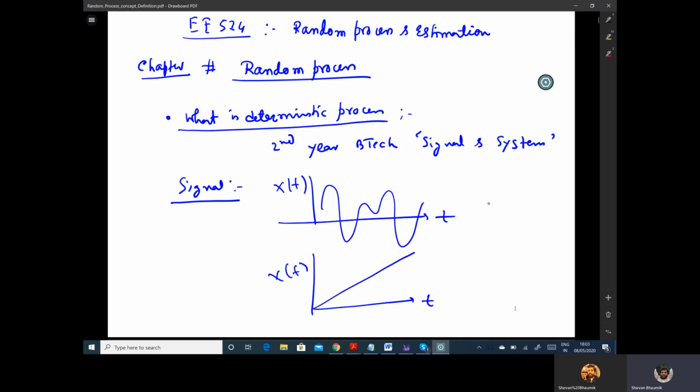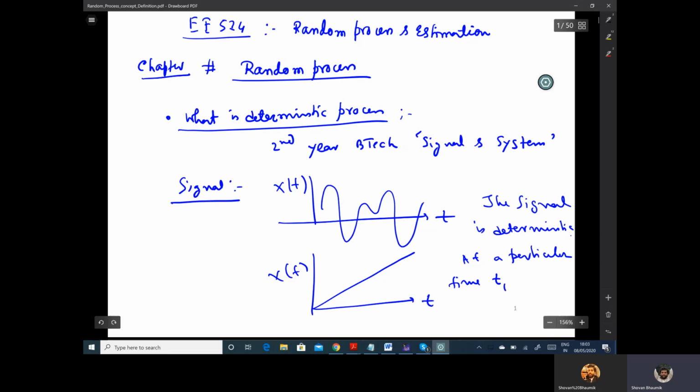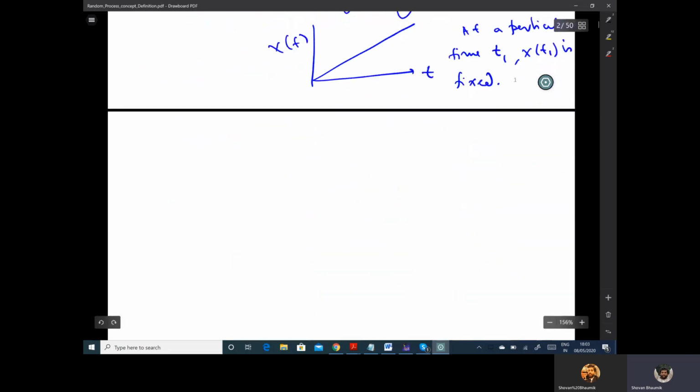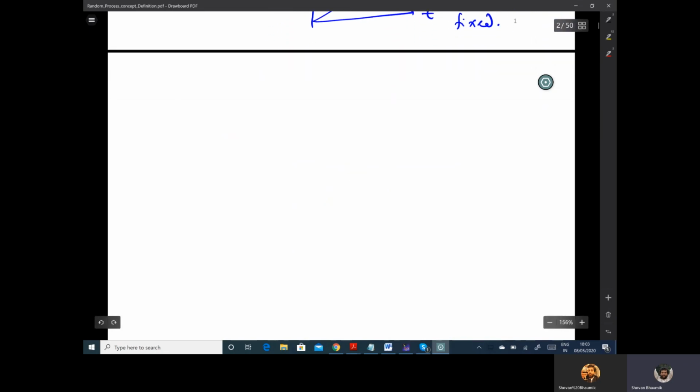So in all of these cases, one thing you have to know: the signal is deterministic. What does it mean? It means that at a particular time t, or say t1, x(t1) is fixed. So it is not random. x(t1) is fixed. So whatever be the time, if the time is fixed, x(t1) is fixed. So it is a deterministic signal.